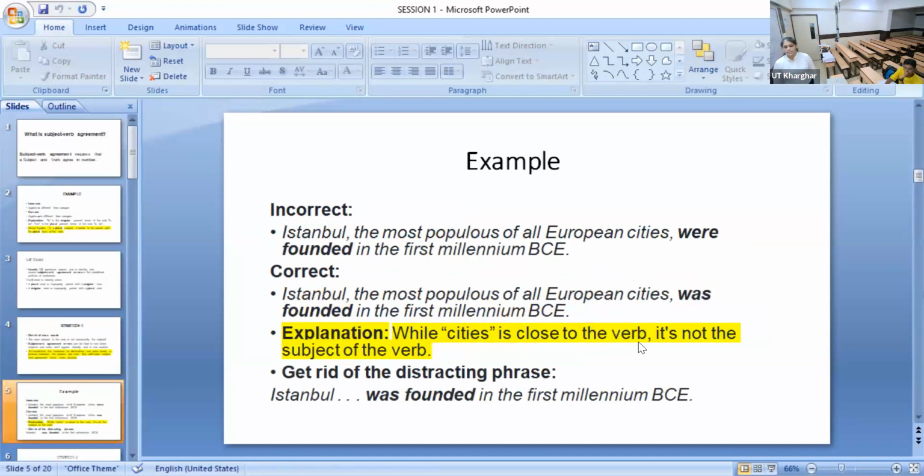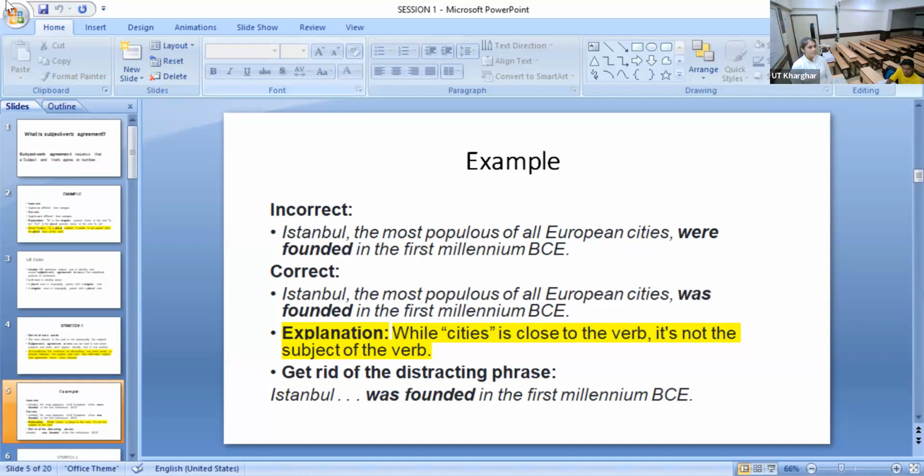Saina, can you read the example? The incorrect one: Istanbul, the most populous of all European cities, were founded in the first millennium BCE. Now the correct one: Istanbul, the most populous of all European cities, was founded in the first millennium BCE. So what did they remove? Which is the distracting phrase over here? The most populous.